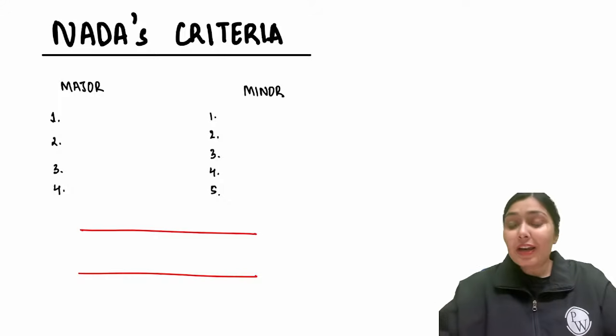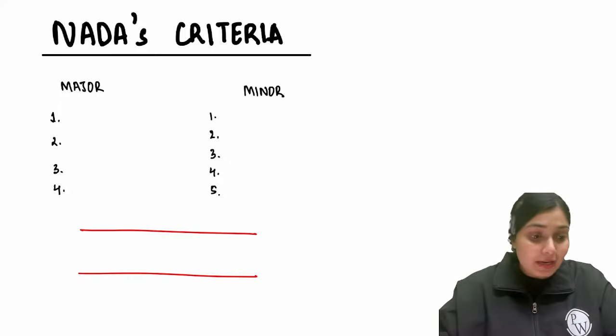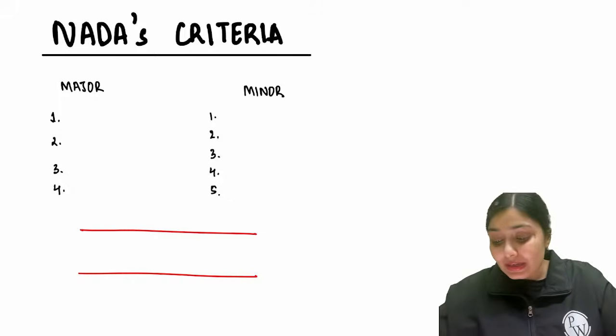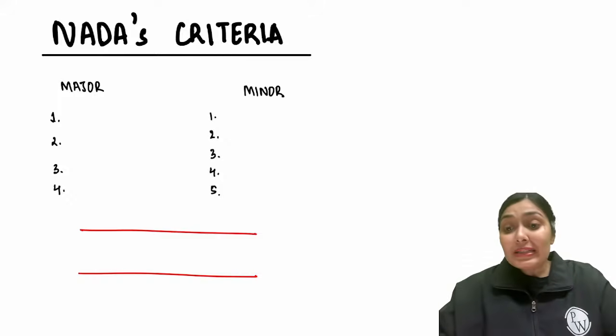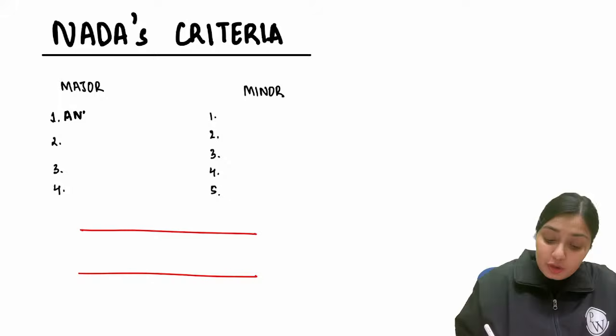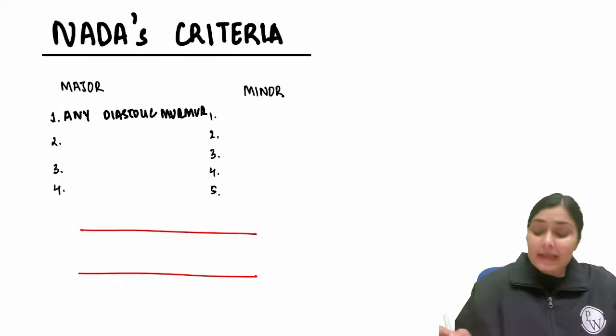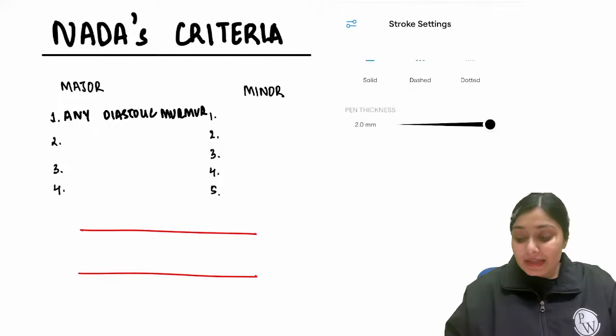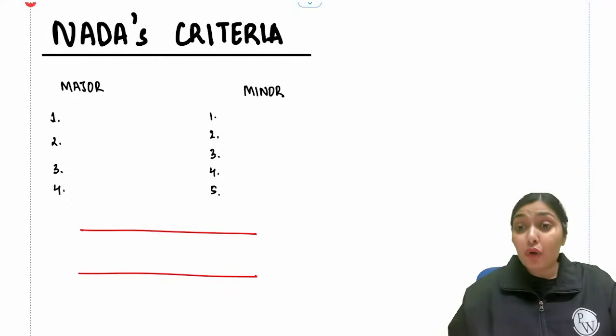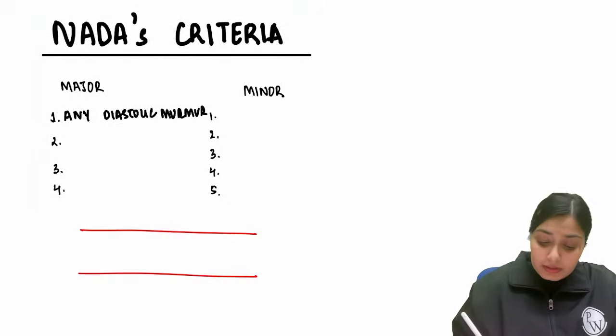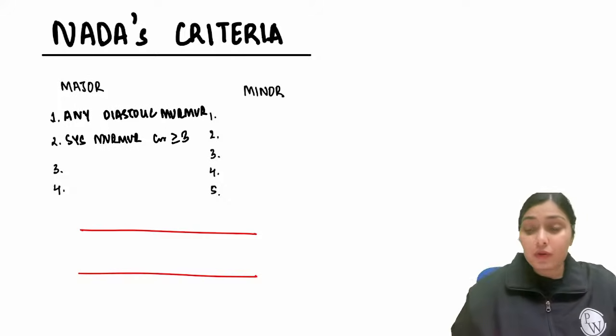Okay, so in NADA's criteria, we have major criteria and minor criteria. What are the major criteria? Major criteria would be a diastolic murmur. Any diastolic murmur, if there, it is pathological. Major, any diastolic murmur. Second is if there is any systolic murmur of grade 3 or more. Grade 3 or more.